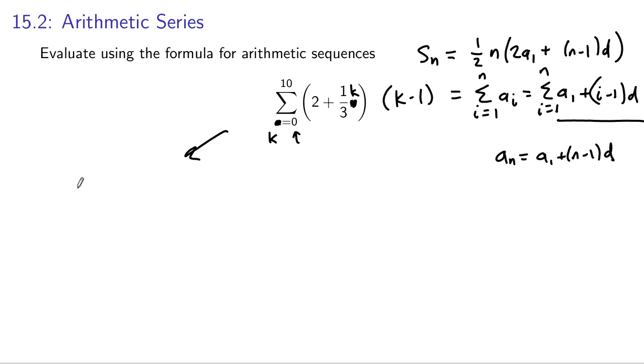So if we have the sum, we could think of the sum as 2 plus 0, plus, that would be the 0th term. For 1, we'd have 2 plus 1/3, which is 7/3. And then for 2, you'd have 8/3. And for 3, you'd have 9/3. All the way up to when you had 10, you'd have 10 times 1/3 is 10/3, plus 2. 2 is 6/3, so you'd have 16/3. Okay?